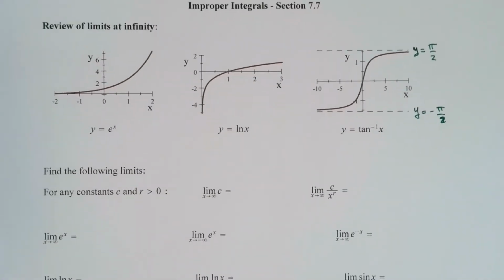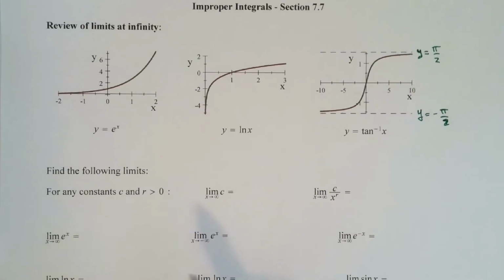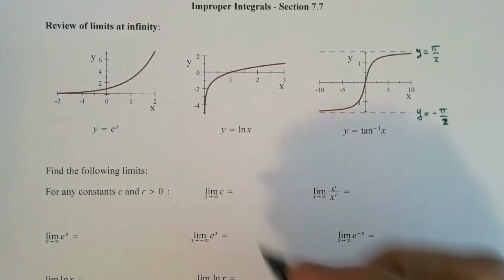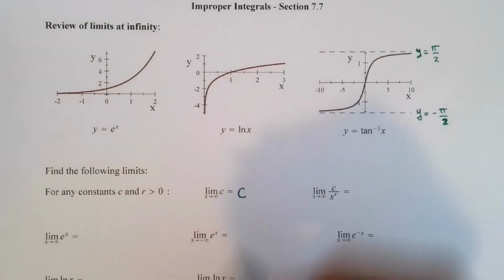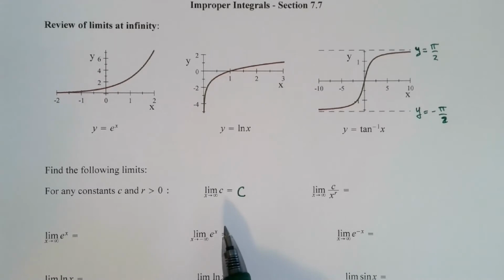When we look at limits at infinity in particular, if c is any constant and r is a positive constant, then the limit as x goes to infinity of any constant is going to be c, the constant itself. If you graph a constant function, it's nothing more than a horizontal line, so the value of the function does not change as x goes to infinity. It stays at c, and so the limit is equal to c.